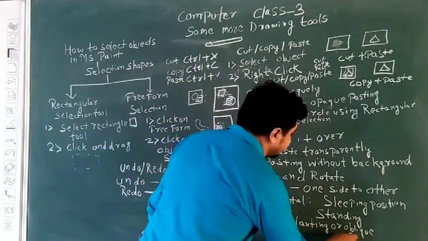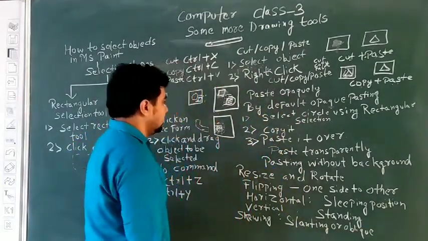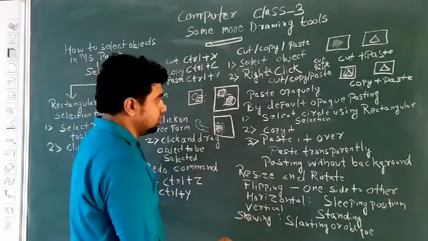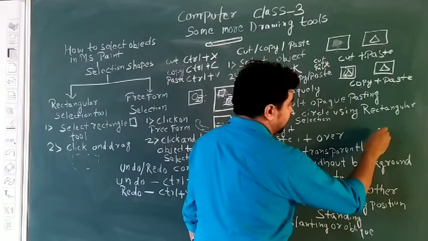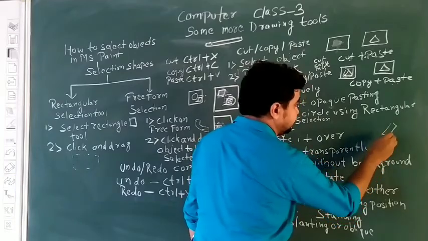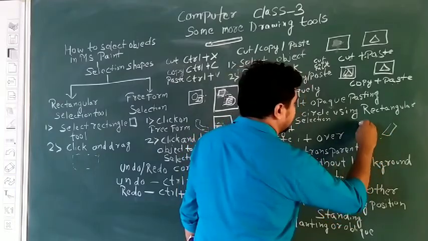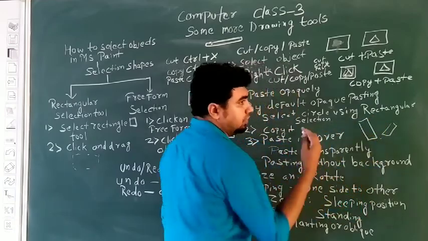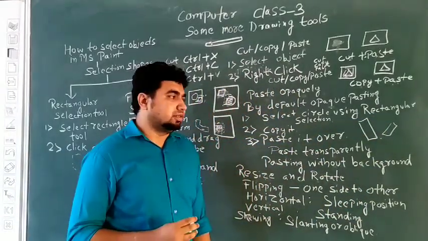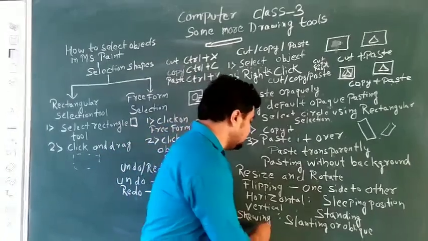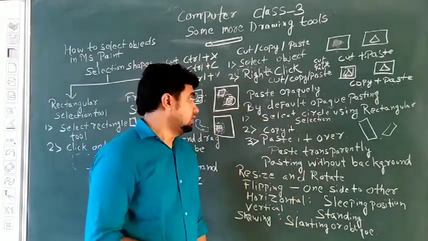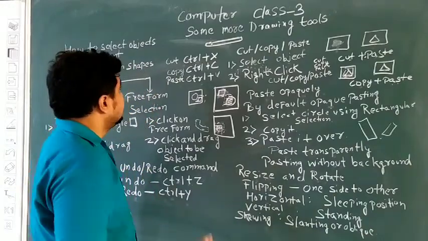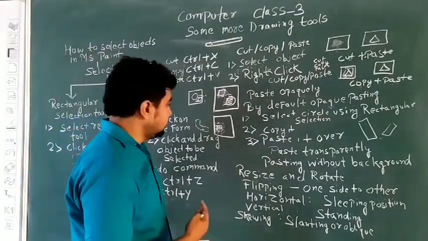Skewing means slanting or oblique. If you want your image to be slanted, to appear like this, or your rectangle or anything to be at a certain angle, then we use skewing. A slanting or oblique image is known as slanting. So this we have studied. These are some of the tools.